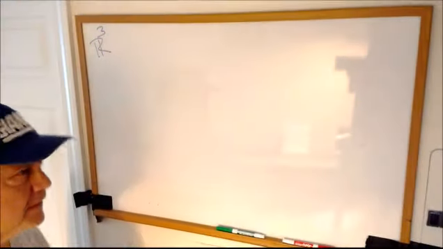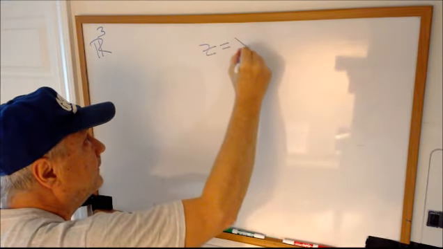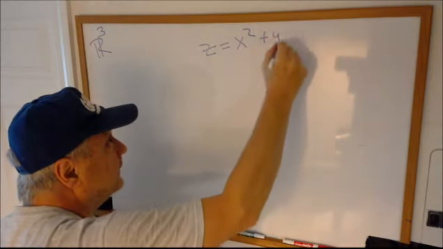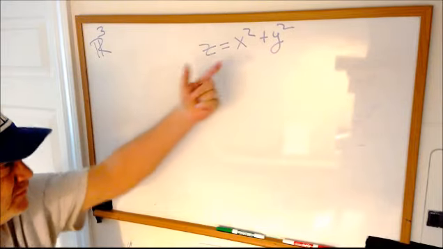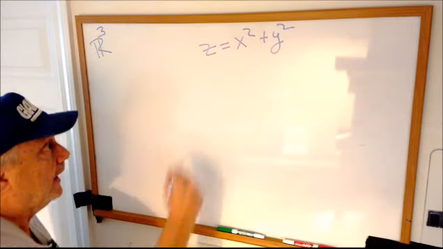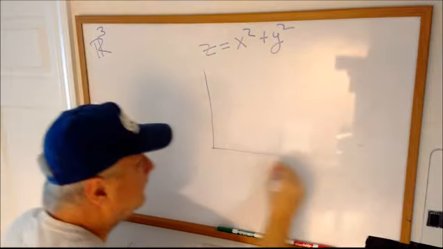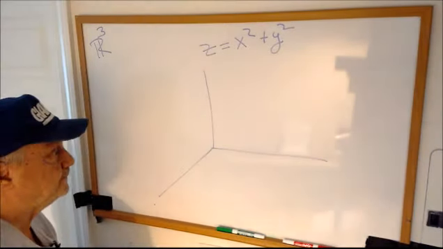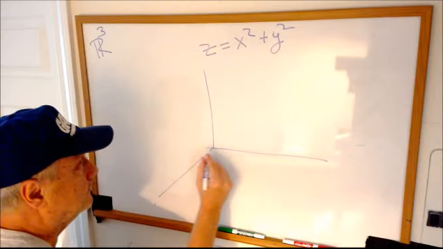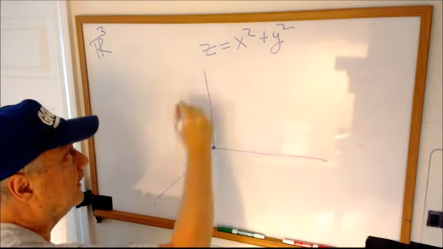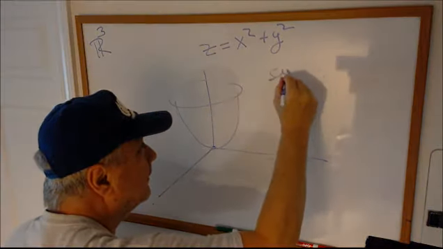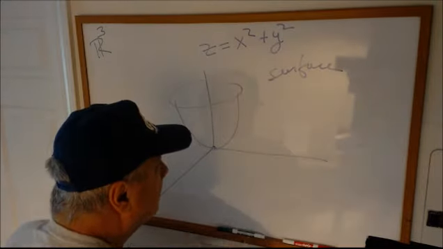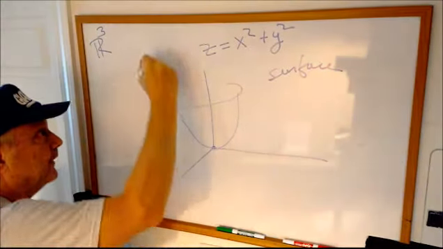Let's say we had a particular function, and it's going to be z is equal to x squared plus y squared. We call that a paraboloid. It's a circular paraboloid. And it looks like this. It goes through the origin here, and it's a surface. Okay, it's like a bowl, and it goes on forever.